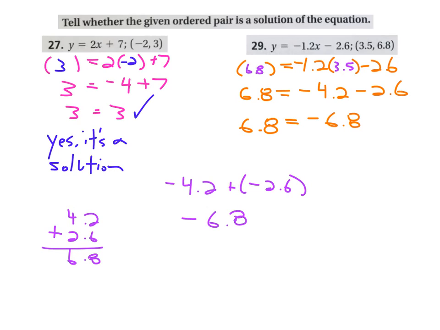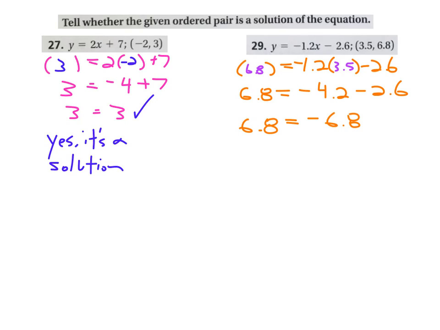And how do we do? Is it true? Well, yeah, hopefully you know that 6.8 is not the same as negative 6.8. Those are two very different numbers. Okay? They have the same distance from 0 on the number line, but they're not the same number. So we say, nope, not a solution. Okay, that's it. And let me give it a little, I always like that to say not equal.